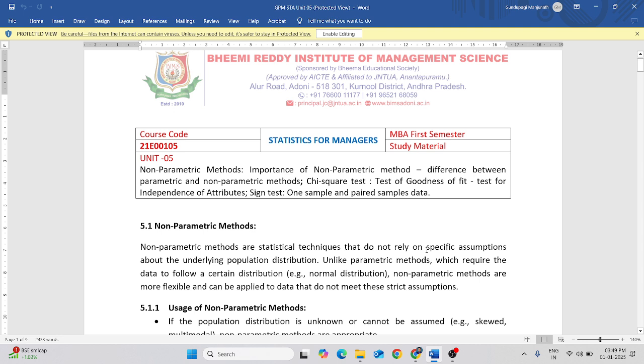Today I will be discussing non-parametric methods. The contents that I am going to discuss are the importance of the non-parametric method and the differences, and we will be going through the chi-square test and also the sign test in this particular video. So, coming back to the non-parametric methods.